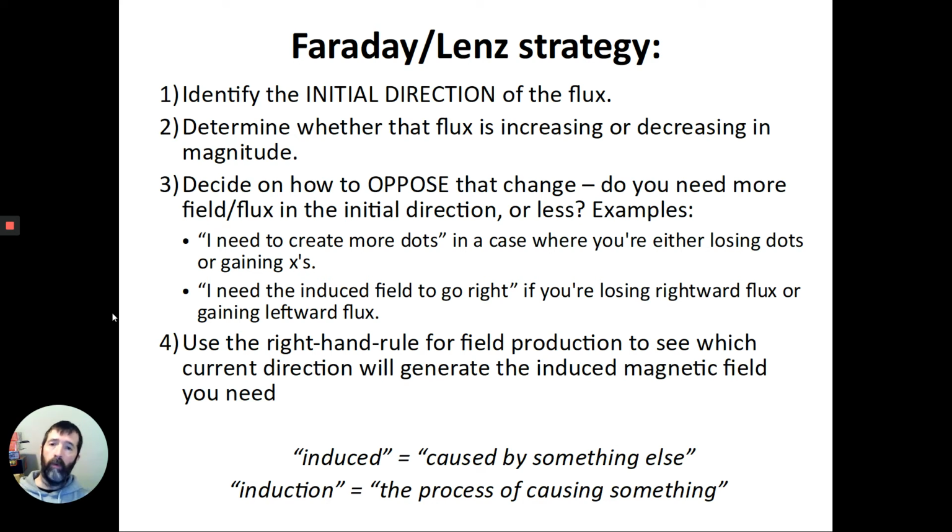Once you know what you need the field to do, then you can use the right-hand rule for field production to determine which way the current goes. So it's a multi-step process.